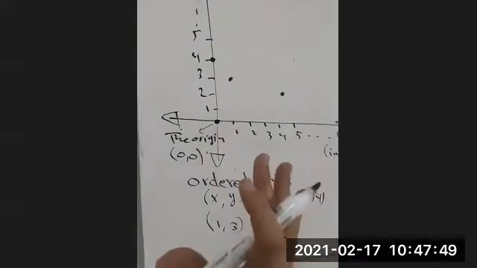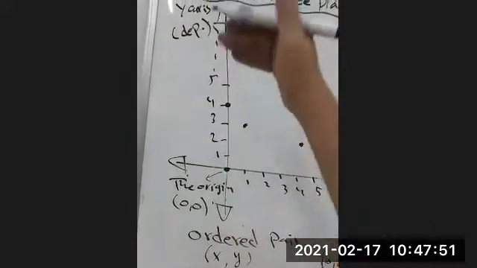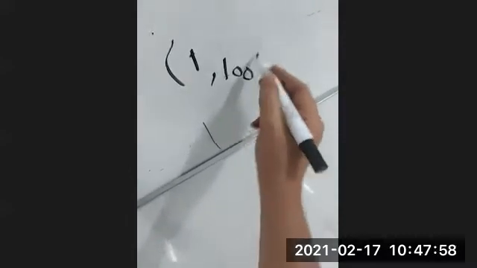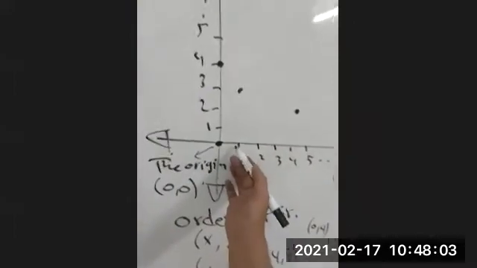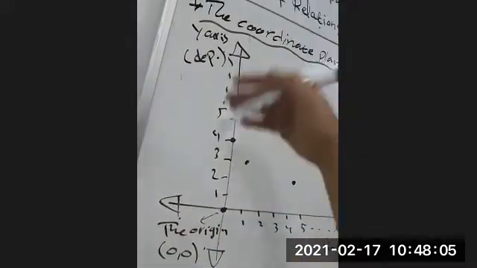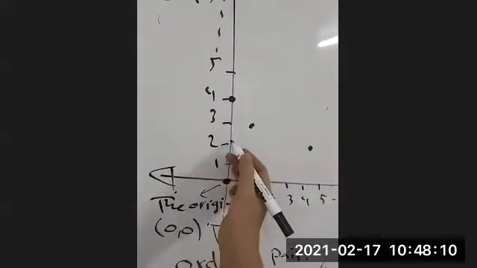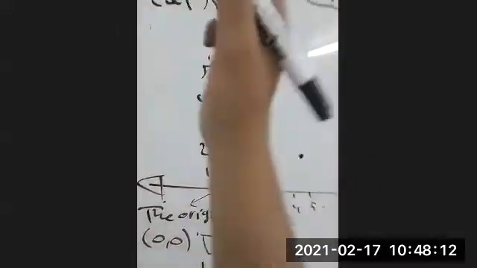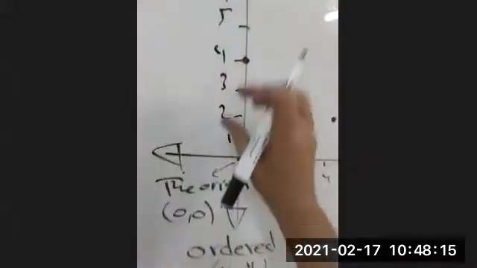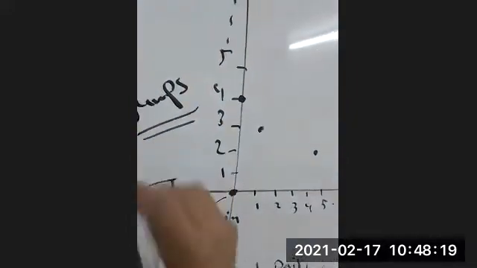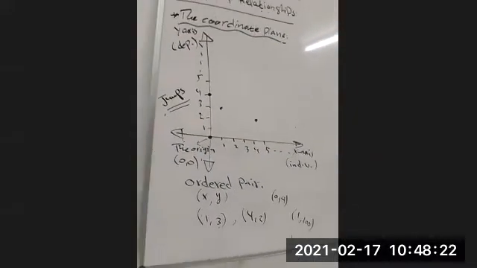If the numbers are so big, you will have big numbers here. For example, if I have this point, 1 and 100, I cannot make 1, 2, 3, 4 until 100. It will be too long and exhausting. So it can be 25, 50, 75, 100, for example. We make jumps. It depends on the numbers, whatever the numbers are.